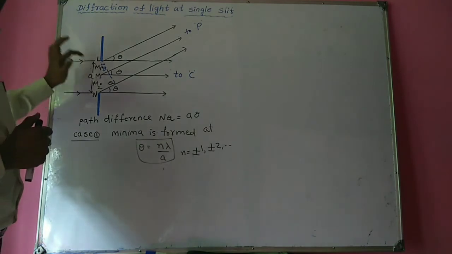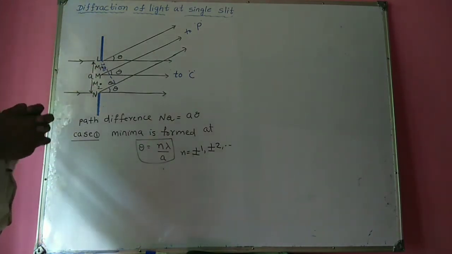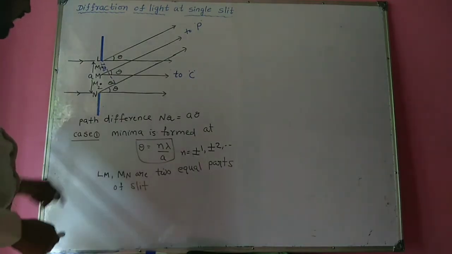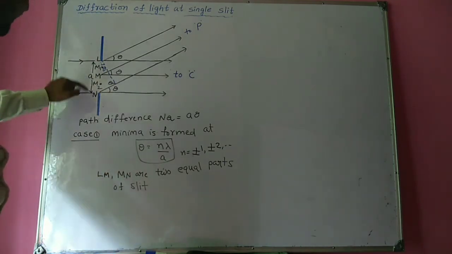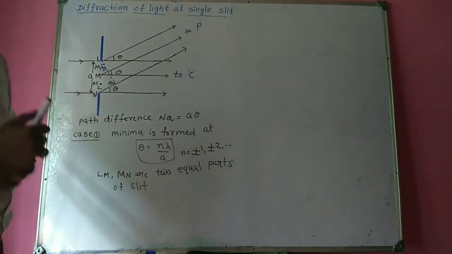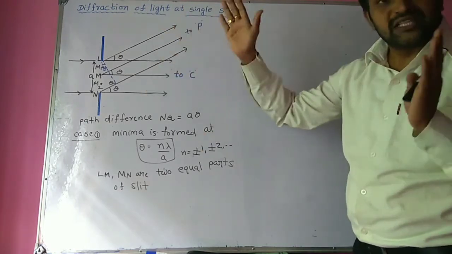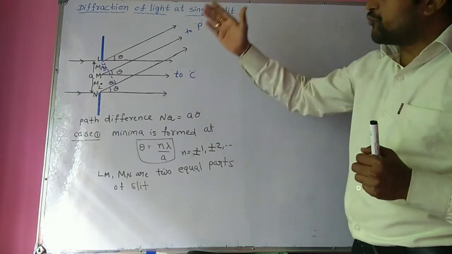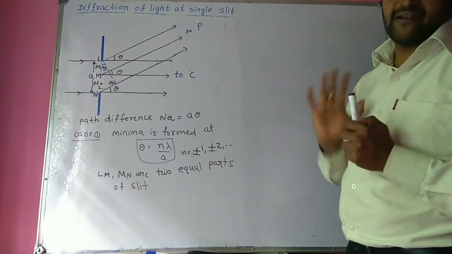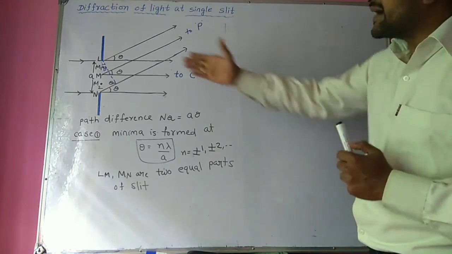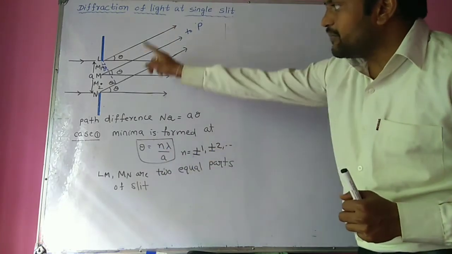Here M is the center of the slit. That M divides the slit into two equal parts. After dividing the slit into two equal parts, LM and MN are the two equal parts of the slit. Now here, the basic idea is dividing the slit into similar parts and thereby to find the contribution of those parts for the intensity at a particular point. So for that idea, we are dividing the slit into two equal parts. The two equal parts are LM and MN.